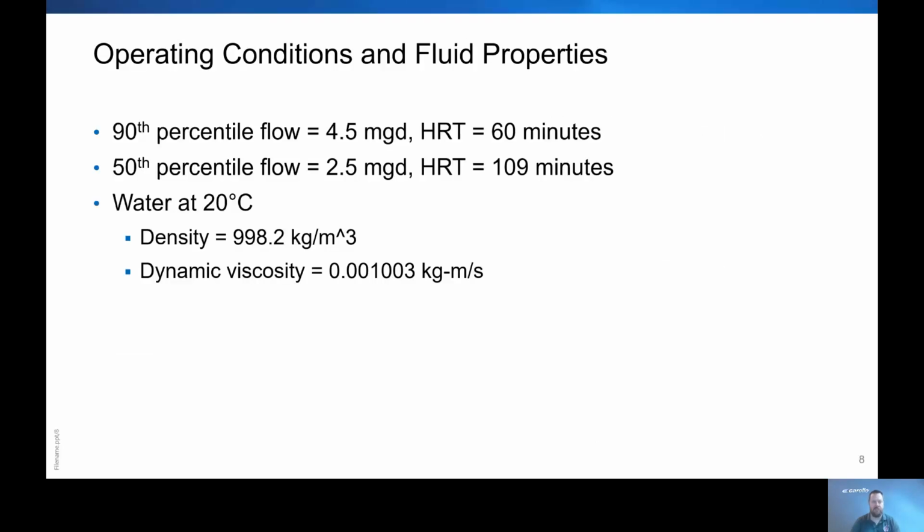We have a couple of operating conditions we're going to look at. The 90th percentile flow, a high flow rate of 4.5 mgd, giving us a hydraulic residence time of 60 minutes, and the 50th percentile flow of 2.5 mgd, which has a hydraulic residence time of 109 minutes. At this sample site, the water is 20 degrees Celsius all the time. So that gives us our density and viscosity that go into the problem.